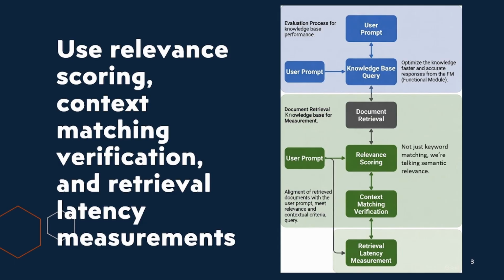First, we run relevance scoring. Think of this as asking, on a scale from 0 to 1, how much does this document actually answer the question? Not just keyword matching, we're talking semantic relevance. Did we pull the 2024 Enterprise Return Policy PDF, or did we accidentally grab the 2019 blog post about t-shirts? Huge difference. Next step, context matching verification.